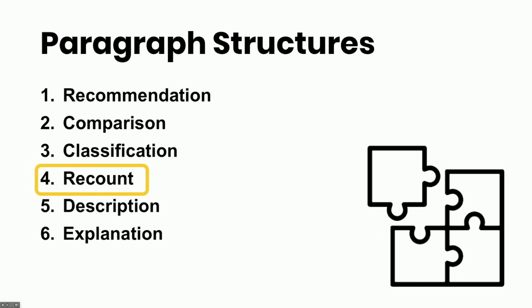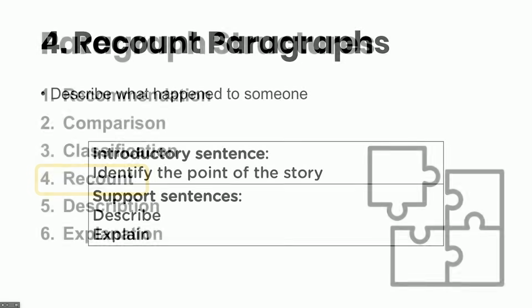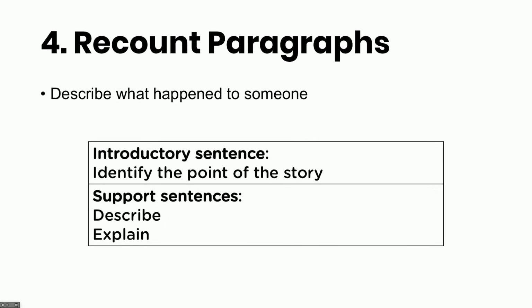And this one will be probably pretty common when you're recounting a story about a patient or a narrative, or in other words, what happened to the patient. And if you're sharing that with the reader, which is very common in OET writing, you need to write a recount paragraph. And that is when you describe what happened to someone. In the introductory sentence, you'll identify the point of the story, you'll describe and you'll explain. I'll give you 30 seconds to reorder this one.